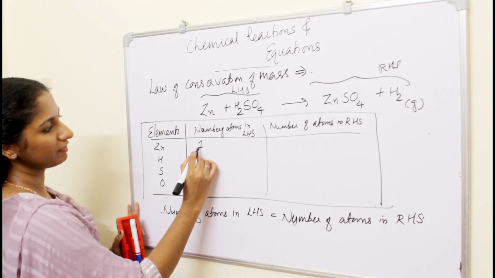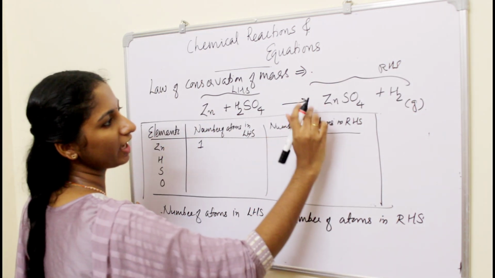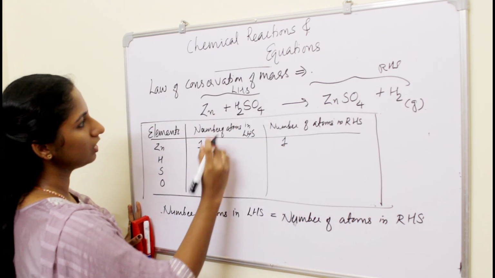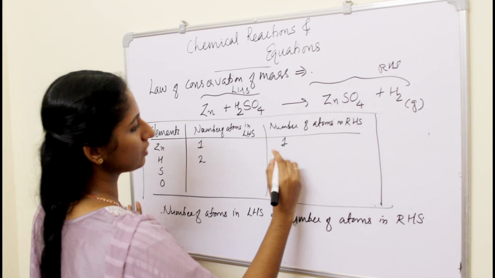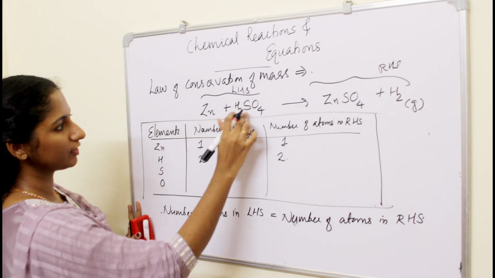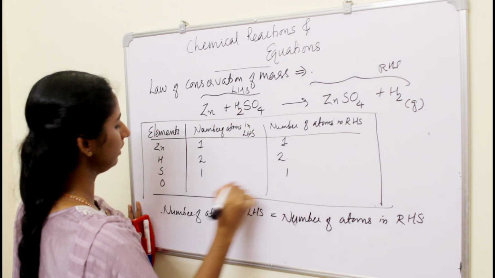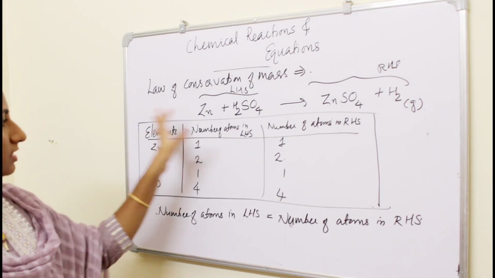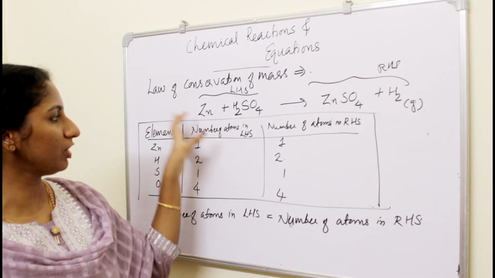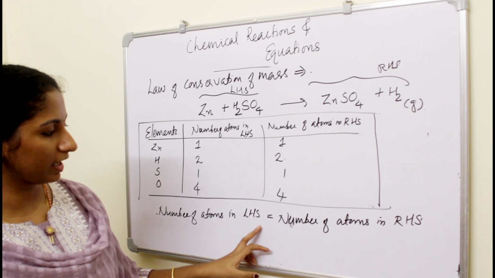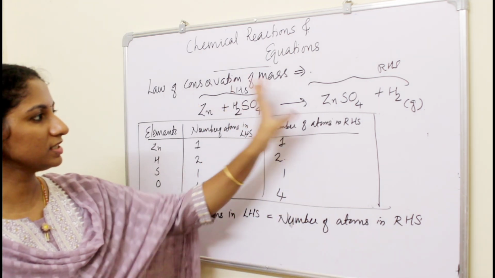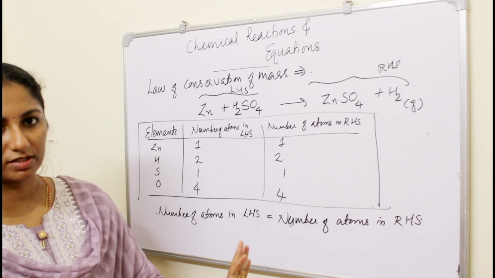So left hand side we have 1. Here also we have 1. What about hydrogen? Hydrogen we have 2 in left hand side. Right also we have 2. What about sulfur? Here we have 1, 1, 4 and 4. So we can say that within this reaction, number of atoms in left hand side is equal to number of atoms in right hand side. So this chemical equation is actually balanced.